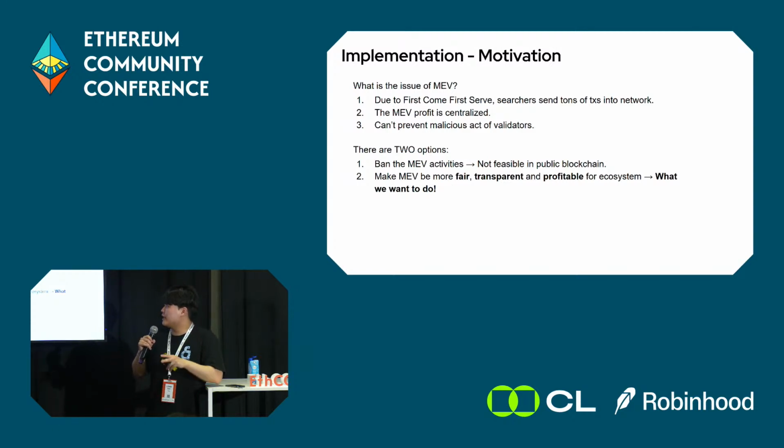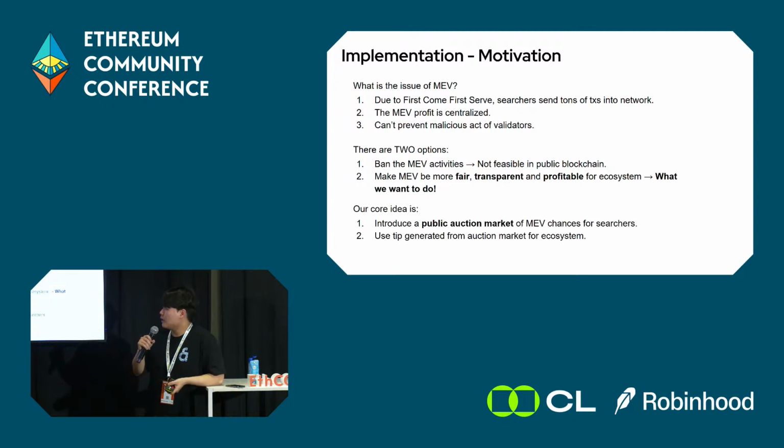But instead, we can make the MEV be more fair and transparent and profitable for all ecosystem users. And this is what we want to do. So our core idea is to introduce the public auction market of MEV chances for the searchers and to distribute the bid from the searcher to the whole ecosystem to enhance something like the liquidity, or we can use the tip for our whole ecosystem, like making some fund or something like that.